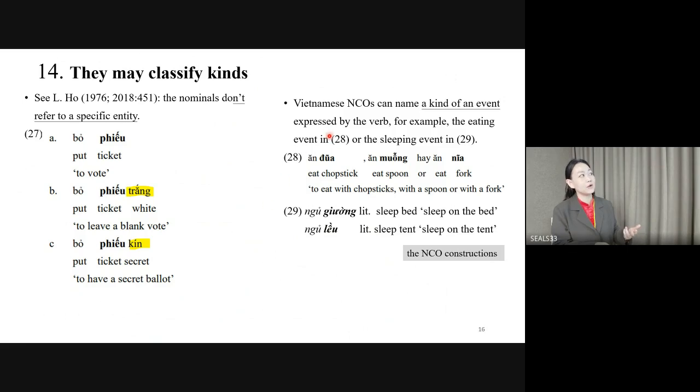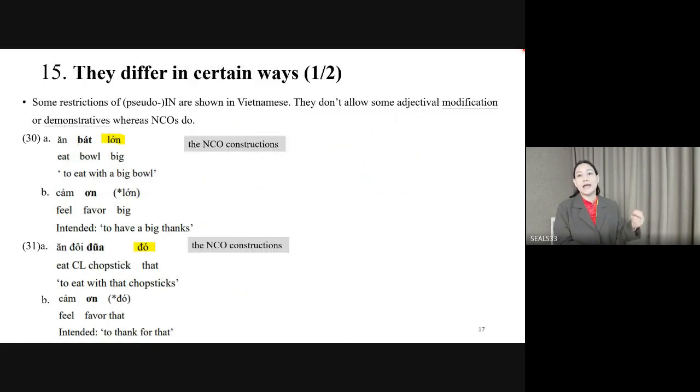And in Vietnamese non-canonical objects, we can also classify or name a sub-event, like I said before: chopstick, spoon, or fork can be three kinds of eating events. And I give another example for a sleep event, that it can use the location on the bed or in the tent, like that. Okay, but they also have differences. For example, it cannot take the demonstrative, and also cannot take some adjectives here, but NCO can.